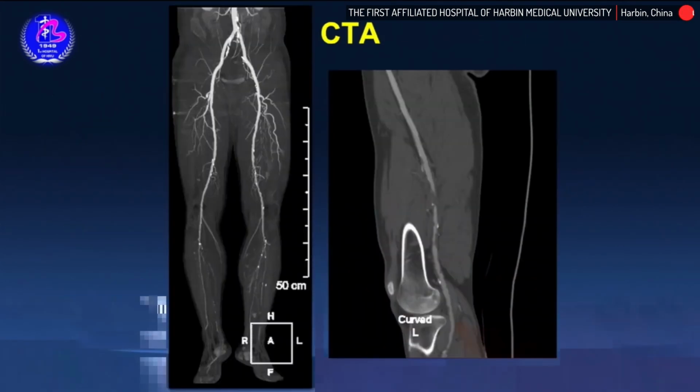Next, please. This is his CTA before the operation. We can see that most of the lower limb arteries are pretty good, but if you zoom in, we can see at the distal SFA there's a severe stenosis, which is almost occluded. The arteries below the knee are also very thin, but that's not very surprising considering the medical history of type 2 diabetes.